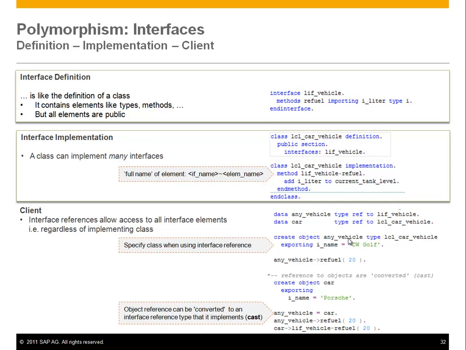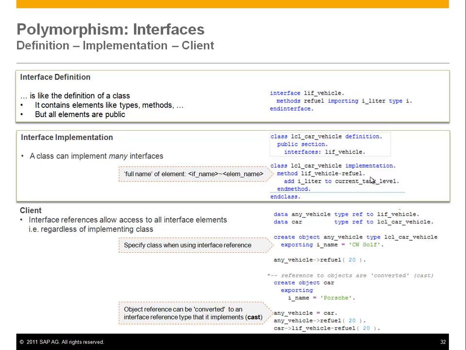And now that you have a reference of type any vehicle, meaning of the interface type, you can just call refuel. And at this point here, any vehicle refuel, you don't need to know that there is an LCL car vehicle behind, or it could be an airplane, it could be anything. So this interface reference allows you to talk to many different classes, many different object types in a uniform way. So the interface basically gives you one aspect, one view on this class that is defined by the interface.